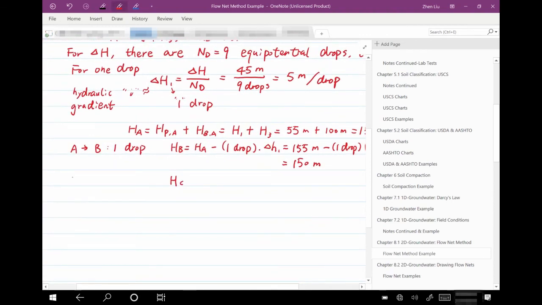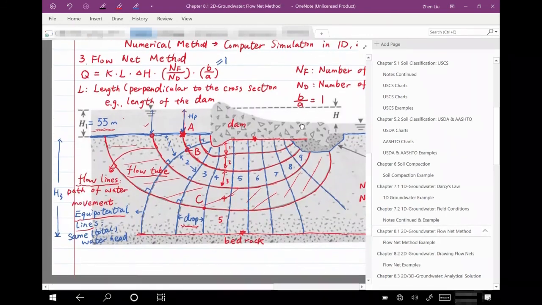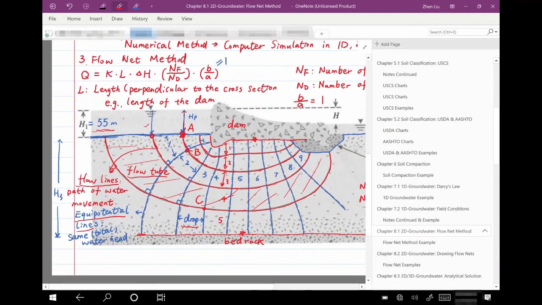For HC, we do it in the same way. Let's take a look from A to C. What happens? From A to C, we can see that first, they are not on the same flow line. So that means water does not flow from A to C. But we can imagine there's another point here. If there's a point here, D, water should flow from point D to point C. And both point D and point A are in contact with the same bulk water. So they should have the same total head.